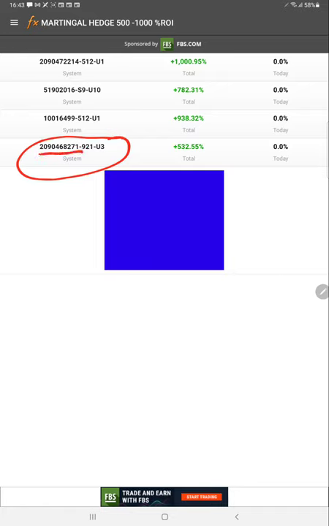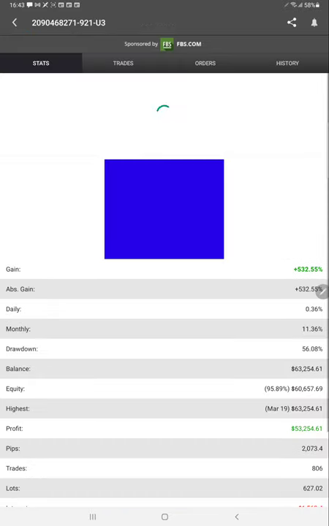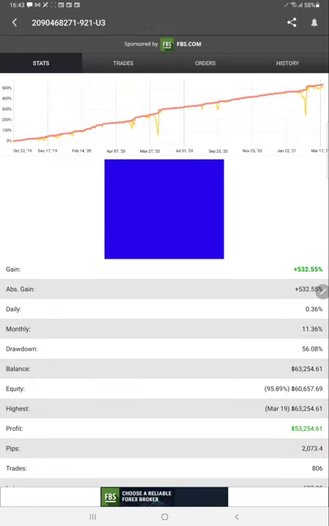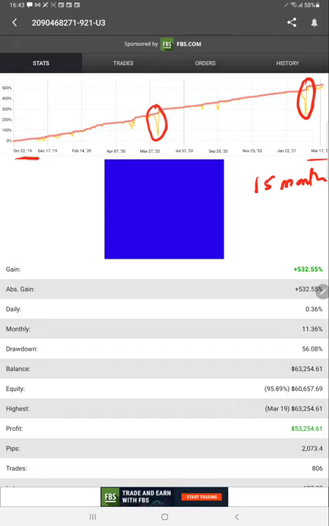The account ID is 20904682711. As I told, this account started on October 24, 2019, and currently it has completed 15 months. Within those 15 months, it has not taken even a single risk from the base capital. On both sides there is some drawdown. You can see the equity has gone down by almost 10 to 20% of the capital. So this is your balance.